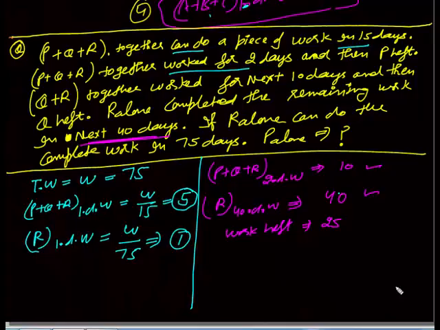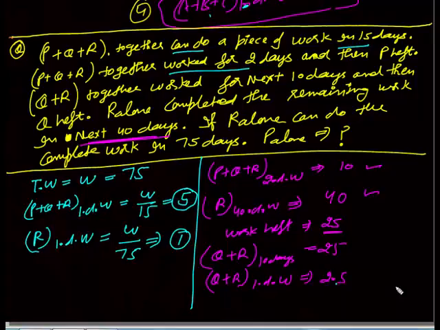Now by common sense, this work must have been done by Q and R, because we have taken P plus Q plus R as well as R alone. So this 25 work is done by Q plus R in 10 days as per the question, because Q and R are working together for 10 days. So in these 10 days they have done 25 work. So can I say Q plus R 1 day work would be how much? 2.5. Q plus R 1 day work would be 2.5.